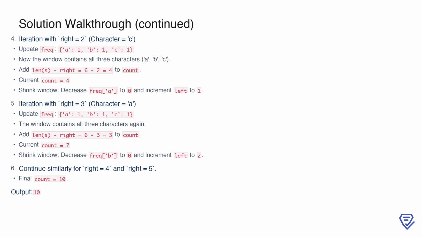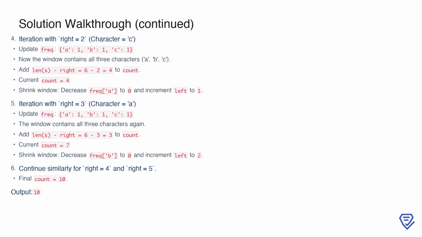Updating the frequency map gives us frequency equals a:1, b:1, c:1, and now the window contains all three characters a, b, c. At this point, we calculate how many substrings can be formed starting from this window. This is determined by adding len(s) - right, which is 6 - 2 = 4, to count, making the current count 4. To explore further substrings, we shrink the window by decreasing frequency of a to 0 and moving left to 1.